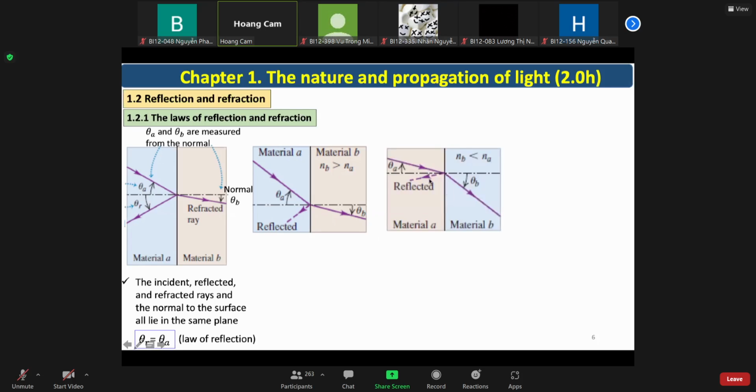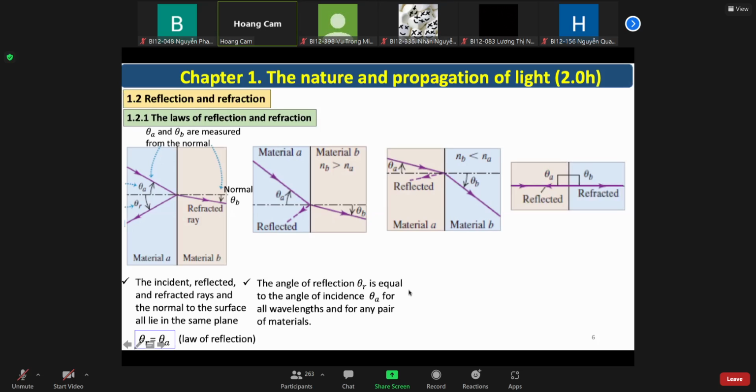Here we go. If we consider the case in which the index of refraction for material B is smaller than the index of refraction for material A, you see theta B is now larger than theta A. So that's why we call N the index of refraction. It also affects the direction of the refracted ray.